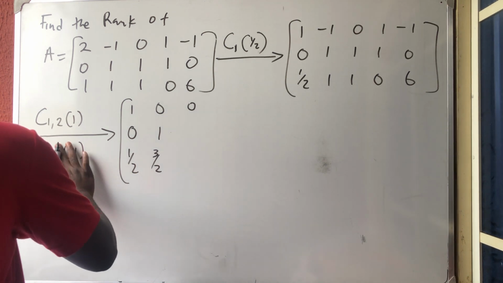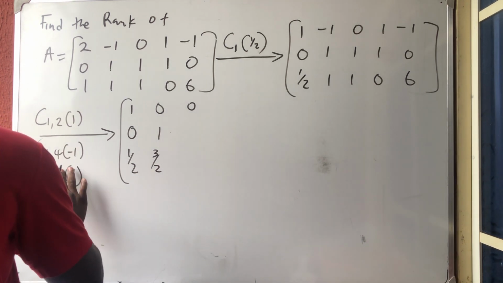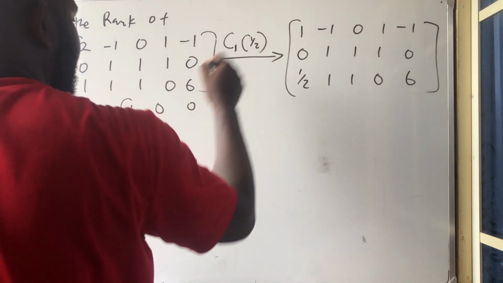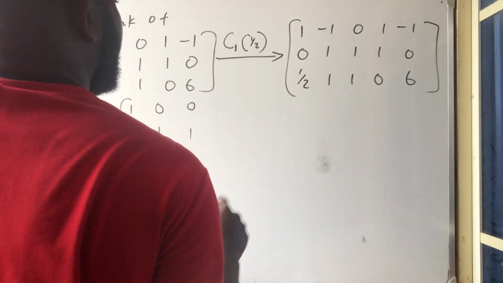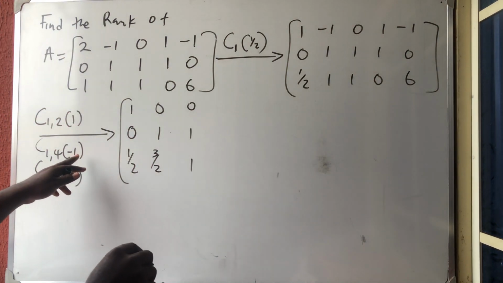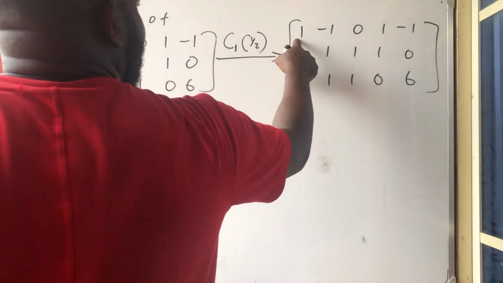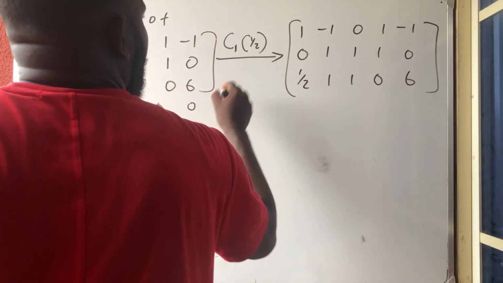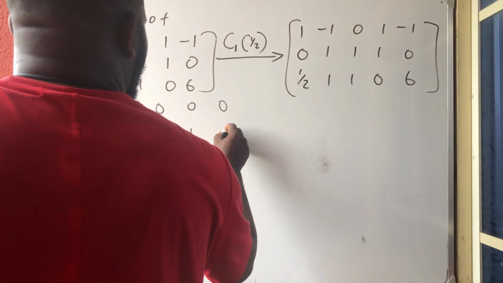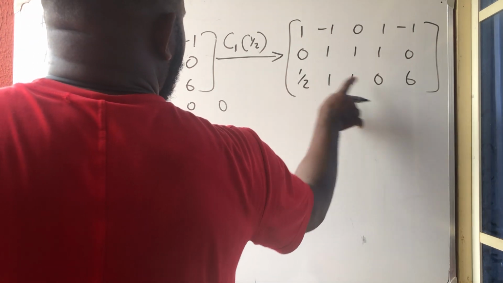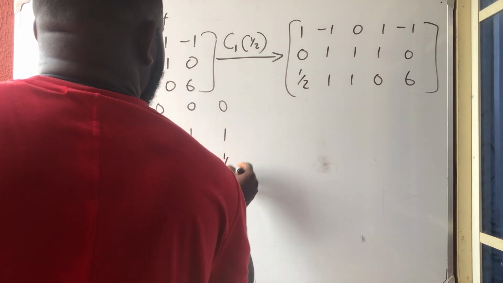Then the next one, we should leave column 3 the way it is. Sorry, this one is column 4 and this one is column 5. No, this is 4. This one is 5. So this one is already 0, leave it the way it is. But the other one is multiply it by minus 1. So minus 1 times this is minus 1. Minus 1 plus 0 is 0. Minus 1 times this 0, 0 plus this is 1. Minus 1 times this is minus half. Minus half plus 0 is minus half.